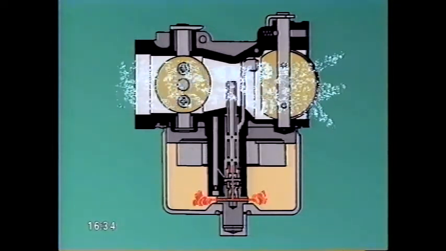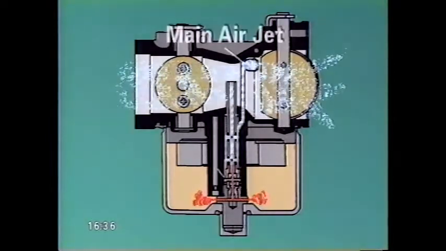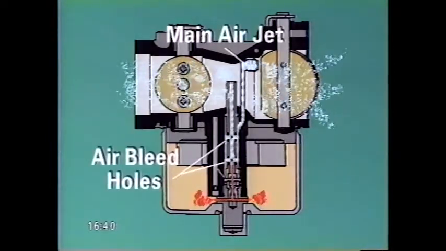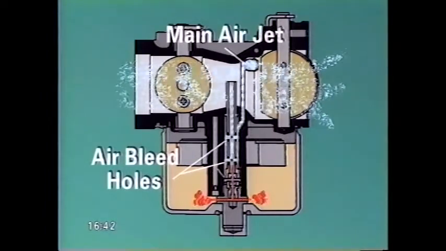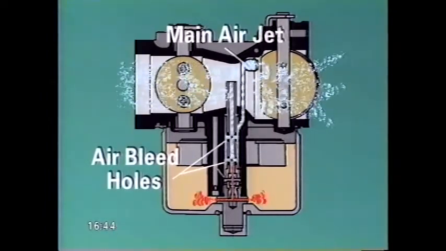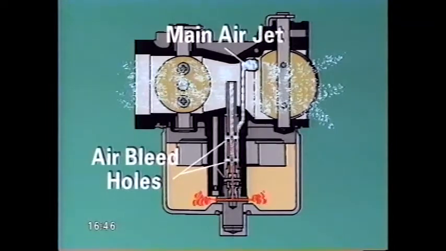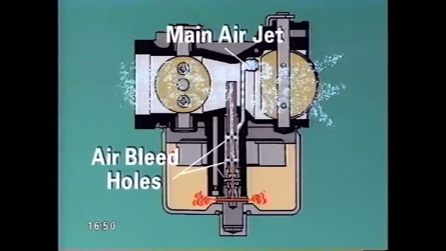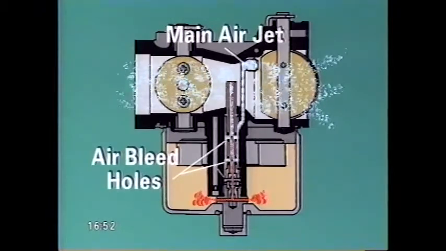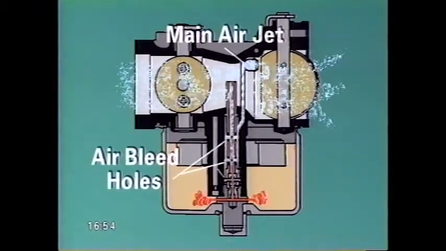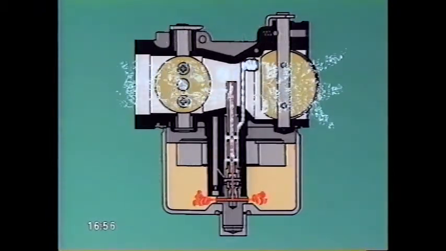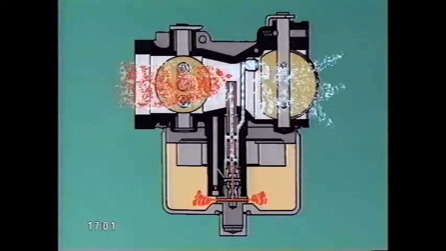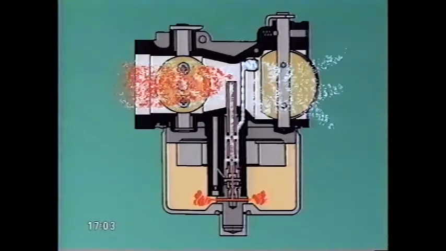At the same time, part of the incoming air enters the main air jet and bubbles through the air bleed holes in the main nozzle. This mixture of air and fuel is light enough that it is drawn up the main nozzle by the lower pressure above it. The main airflow rushing across the top of the main nozzle picks up the fuel-air mixture and further atomizes it in the airstream. The mixture is now highly combustible as it leaves the carburetor.